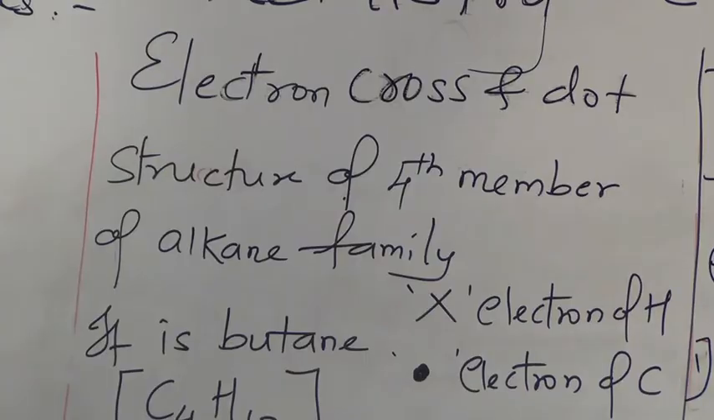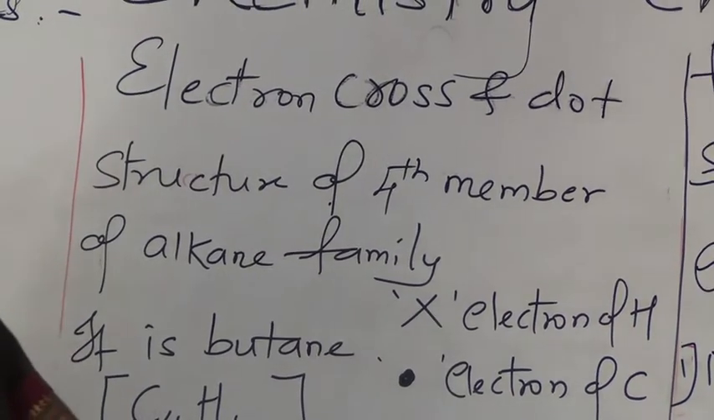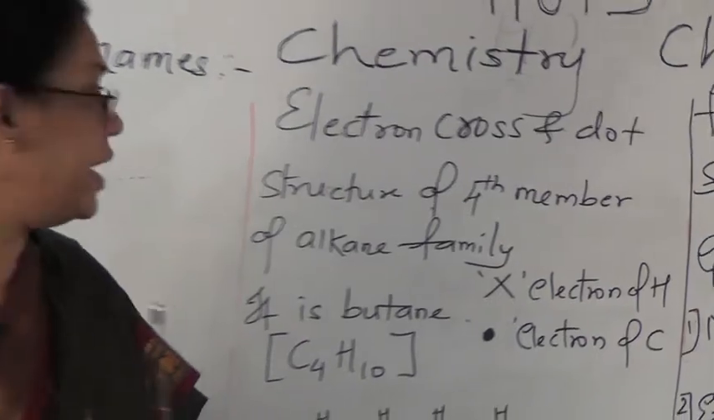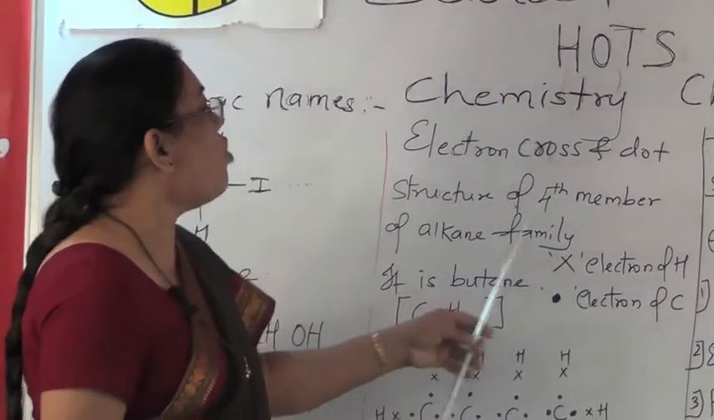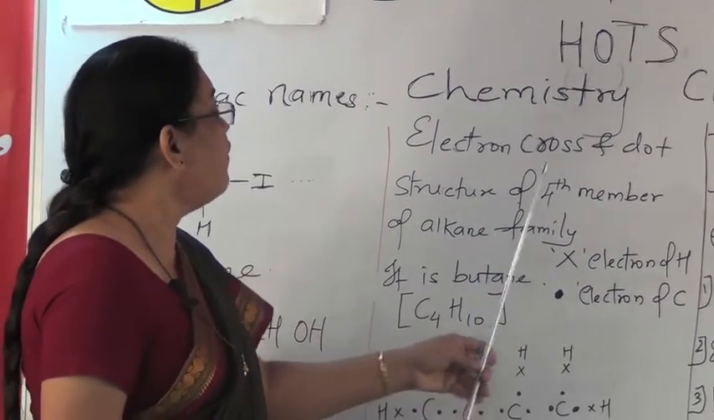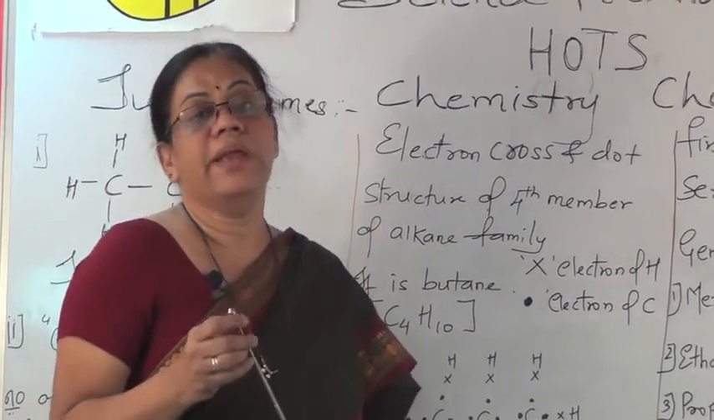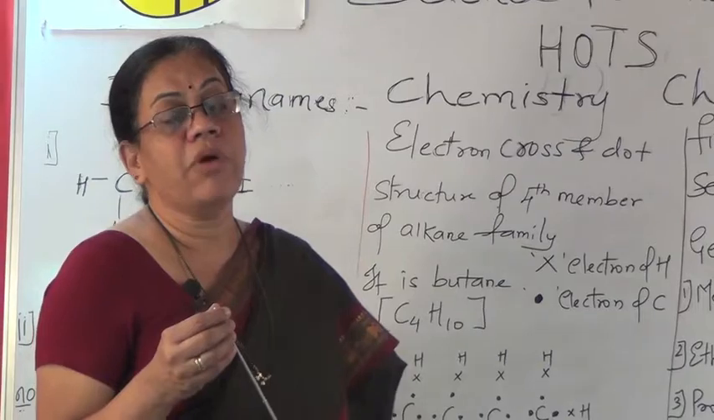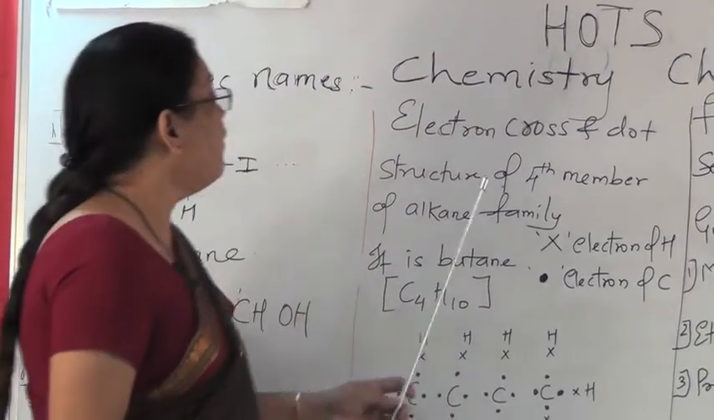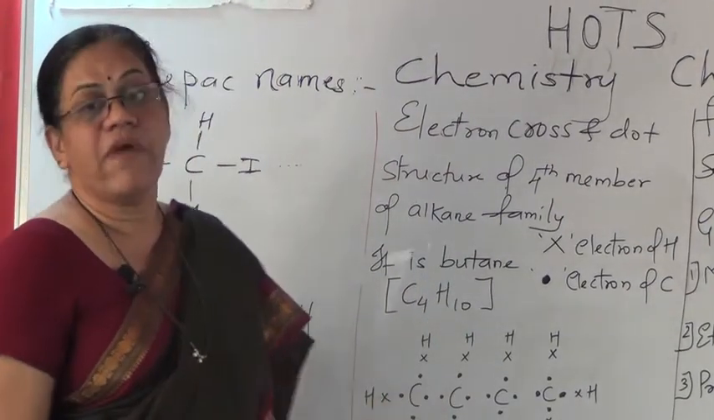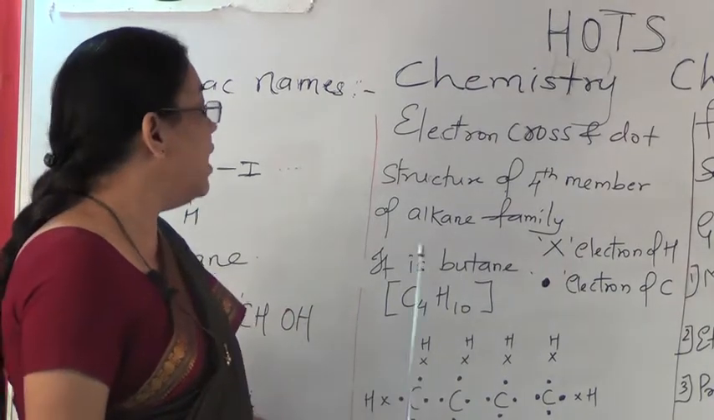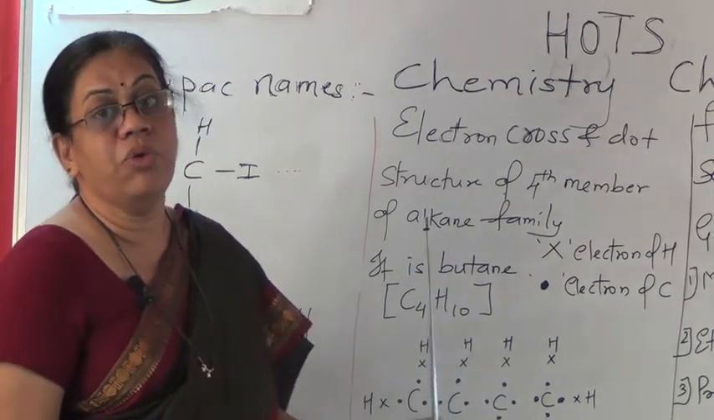Another type of question that could be asked from this chapter is to show the electron cross and dot structure of the 4th member of the alkane family. Children, keep in mind, they will not give you the name of the compound. You have to identify the 4th member of the alkane family. So they are asking you about butane.